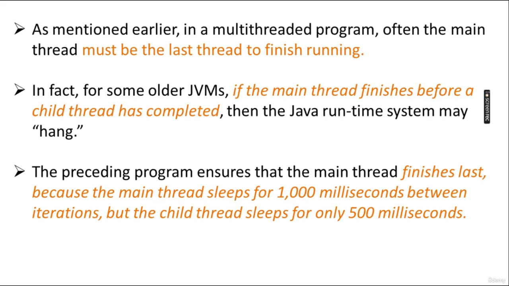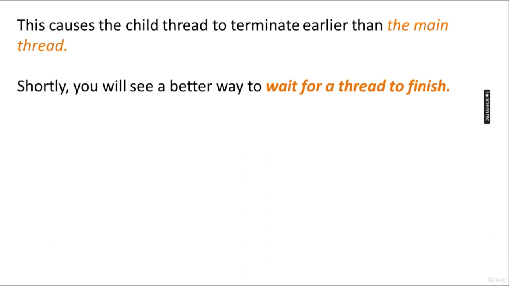Does the preceding program ensure that the main thread finishes last? Yes, because the main thread sleeps for 1000 milliseconds and the child thread sleeps for only 500 milliseconds. This causes the child thread to terminate earlier than the main thread. And we will now see a better way to wait for a thread to finish. Unless and until main is the last thread to finish, we will not complete or finish a program.